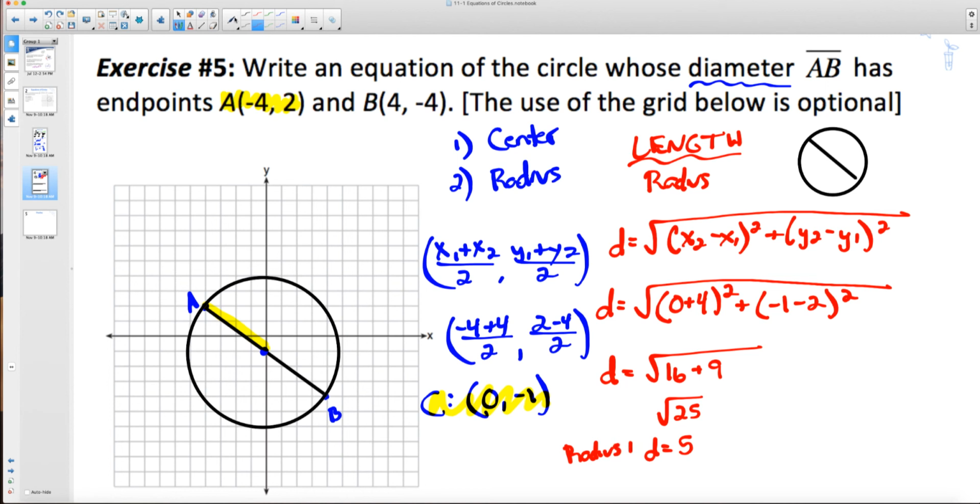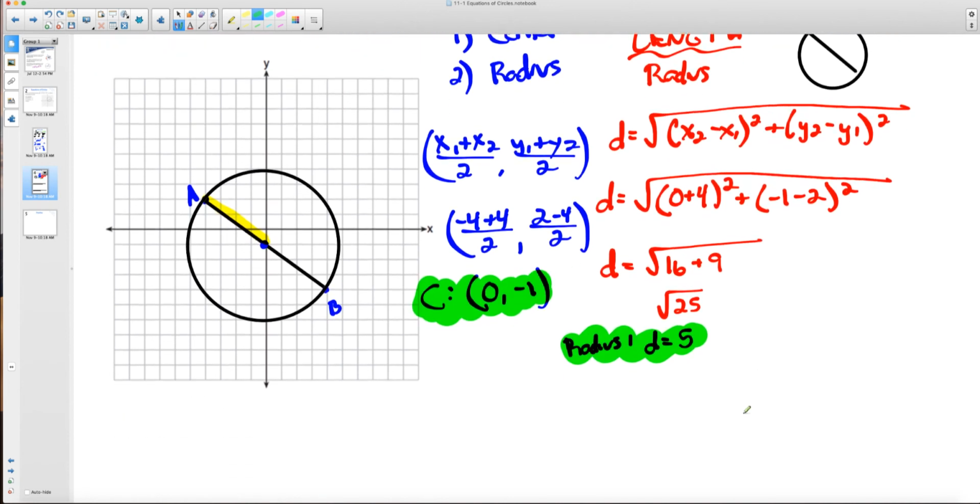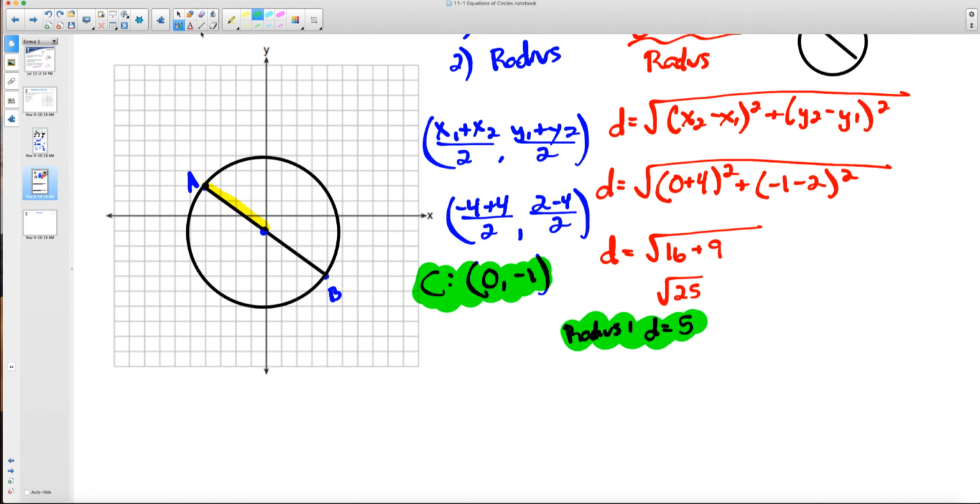So we have everything we need. We have our center. We have our radius. So now we just need to put it all together and write the equation of the circle. So our equation of a circle is x minus h squared plus y minus k squared, so y minus a negative 1, equals r squared.